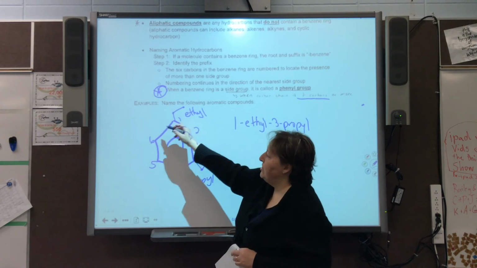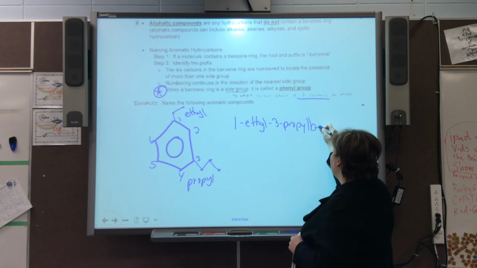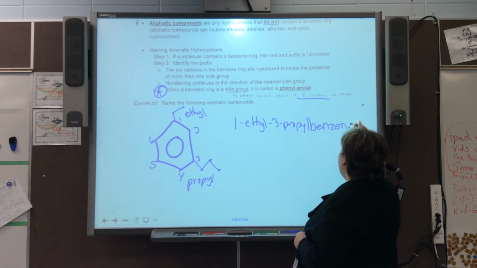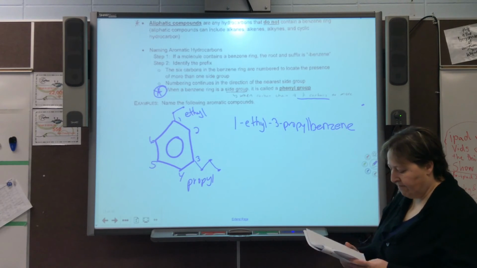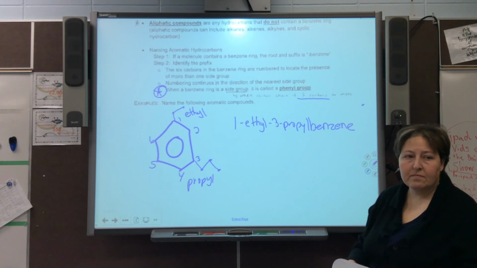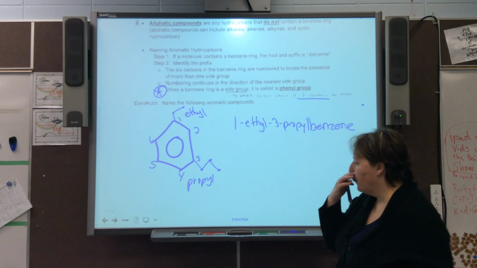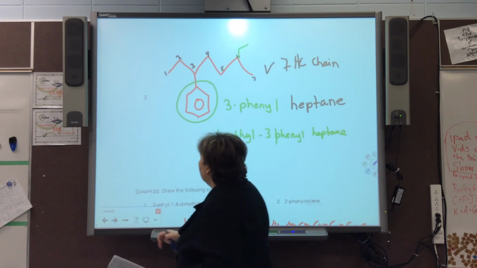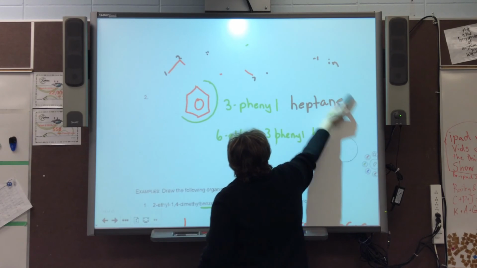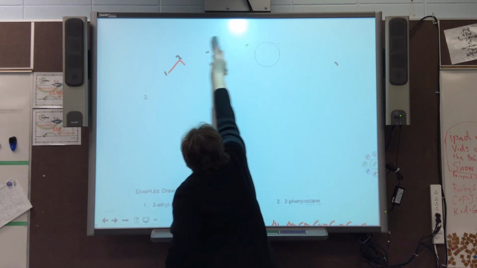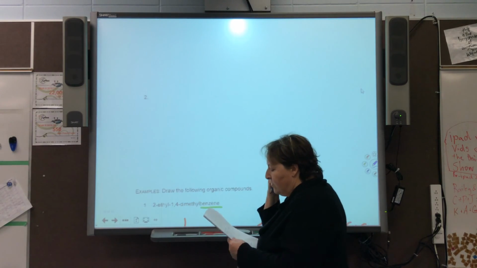And what did we say this structure was? Benzene. And it's written as one word here, propylbenzene. Okay? Any questions on that one? Okay. Whew. So number 2 looks like this.